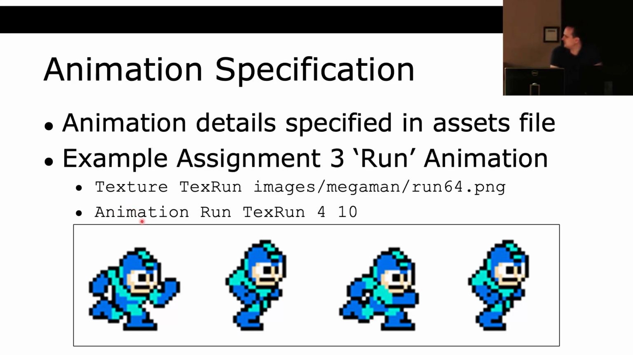And then once I've loaded that texture, the animation is going to specify which texture it's taken from. So this animation is going to be called Run. And the next thing is the name of the texture that I'm going to look up. The next integer is the number of frames in that animation, which is 4, and then the speed of the animation, which means every 10th game frame I'm going to go to the next animation frame. So that's what we're going to have. We're going to have a bunch of these in our assignment.